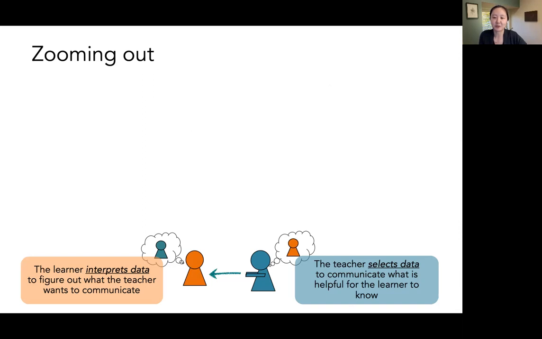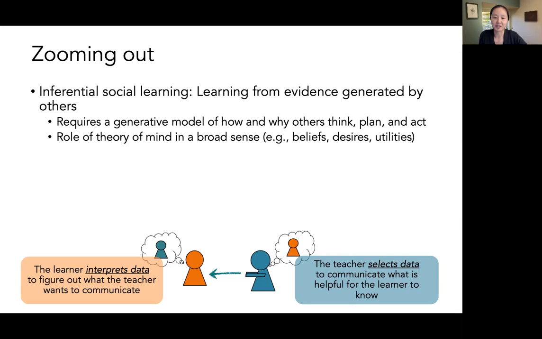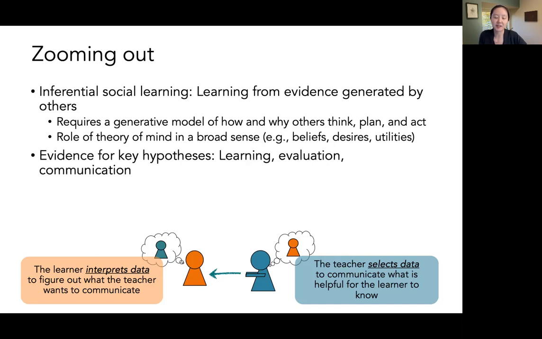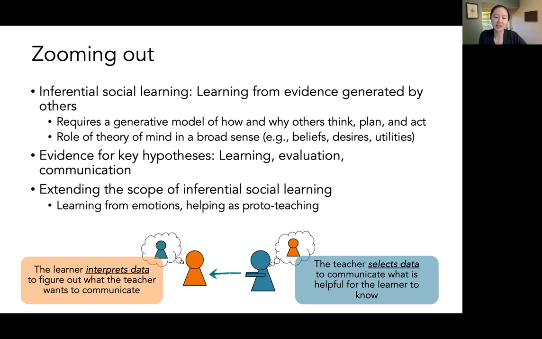Just to zoom out a little bit, what I've shown you is inferential social learning as learning from evidence generated by others. This requires a generative model of how and why others think, plan, and act. It suggests the role of theory of mind in a broad sense, so not just thinking about others' beliefs and desires, but also their utilities. I've shown you evidence for the key hypotheses in terms of learning and evaluation, as well as teaching and communication, and some of the ways that we've been extending this picture beyond the usual teacher-learner relationships.